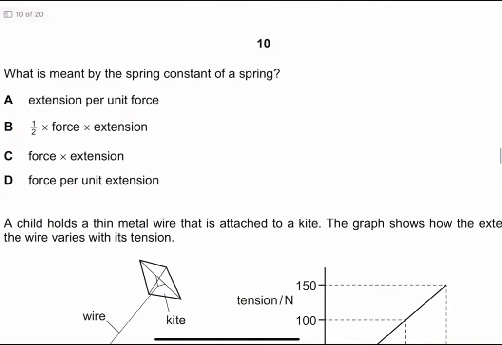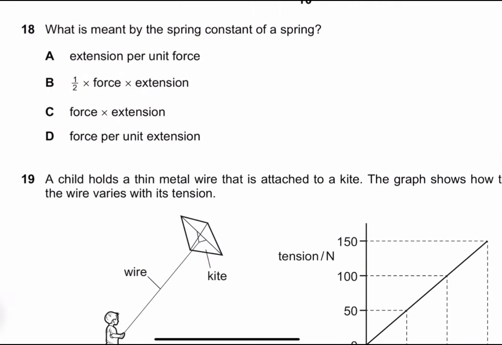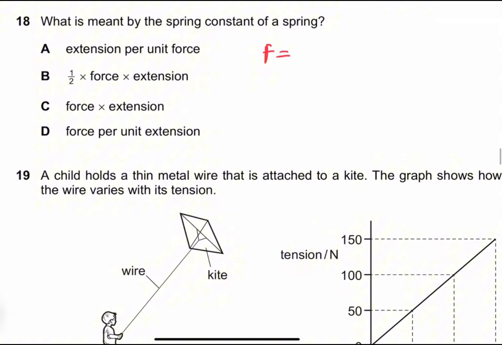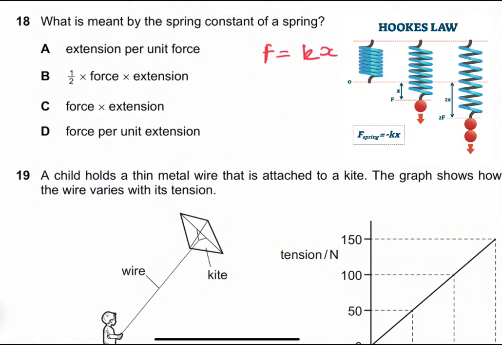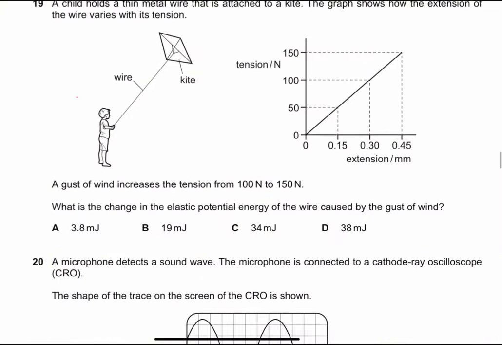Very important. Moving to question 18, we've been asked to state what is meant by a spring constant. What do we know about a spring constant? Well, we know that force is equal to kx. Force is directly proportional to extension, provided that the limit of proportionality is not exceeded. That is basically what we call Hooke's law. So we know that k would therefore be force over x, the force per unit extension. The answer is D.